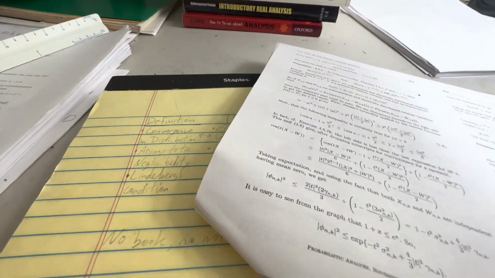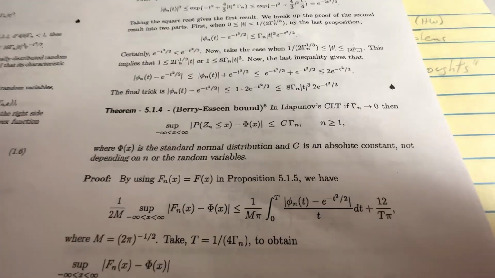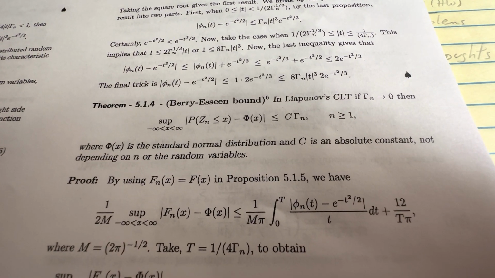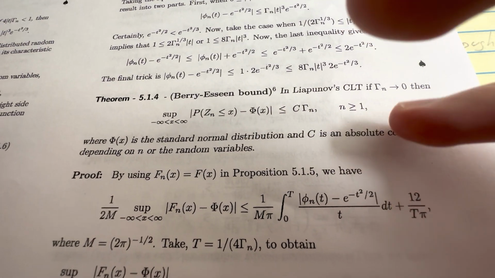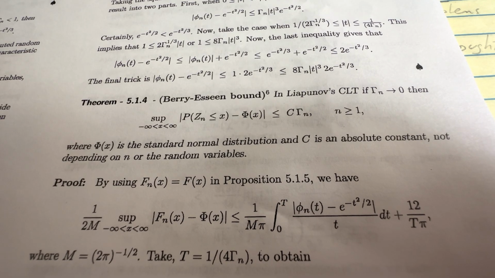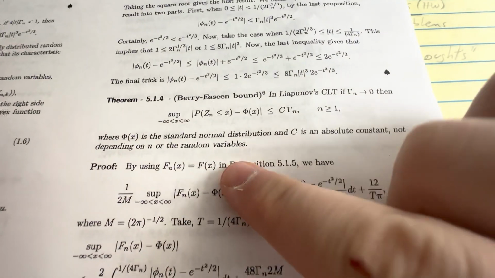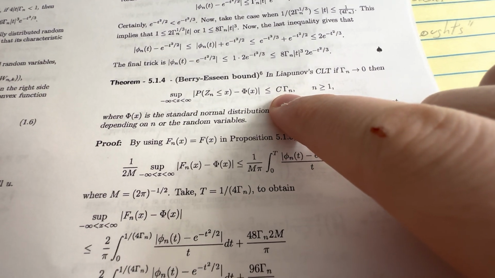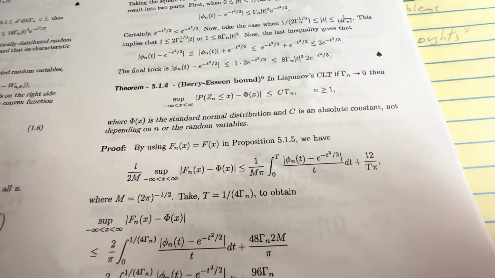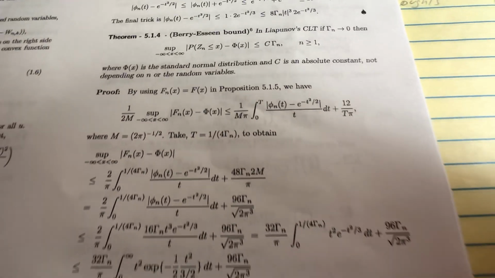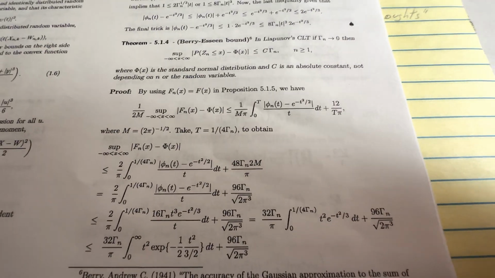Oh, never mind. Here it is. Explicitly stated, just like I thought. The Berry-Esseen bound: in Lyapunov's central limit theorem, if gamma n tends towards 0, then the supremum of the absolute difference between the probability of Zn at most x and phi of x, which is the standard normal distribution, is less than or equal to c, some absolute constant, times gamma n. Which doesn't look like it takes too long to prove.